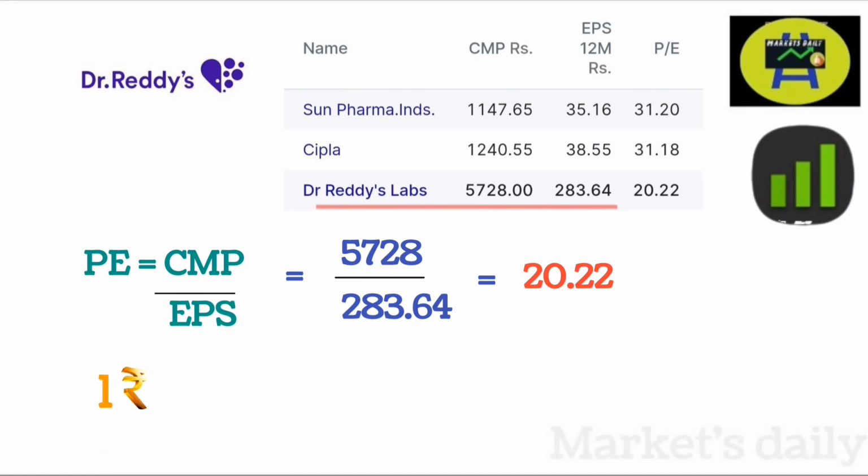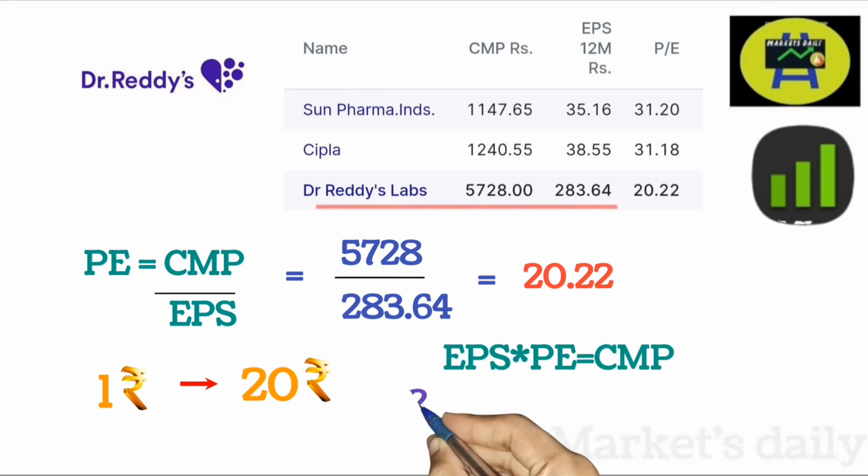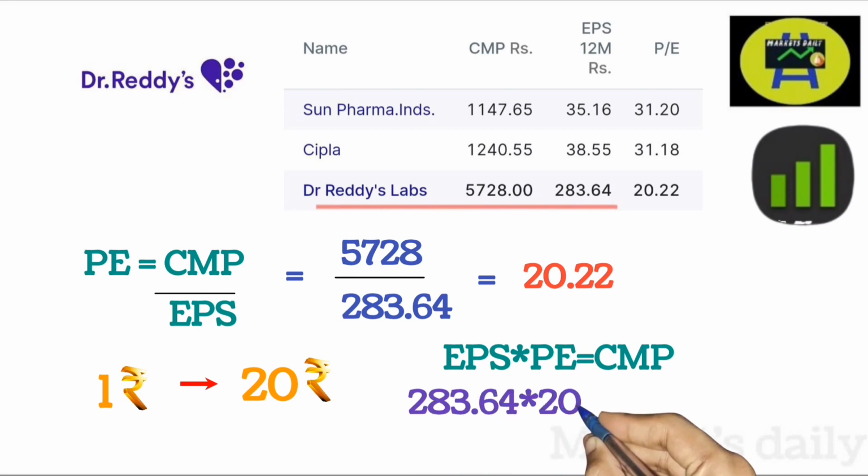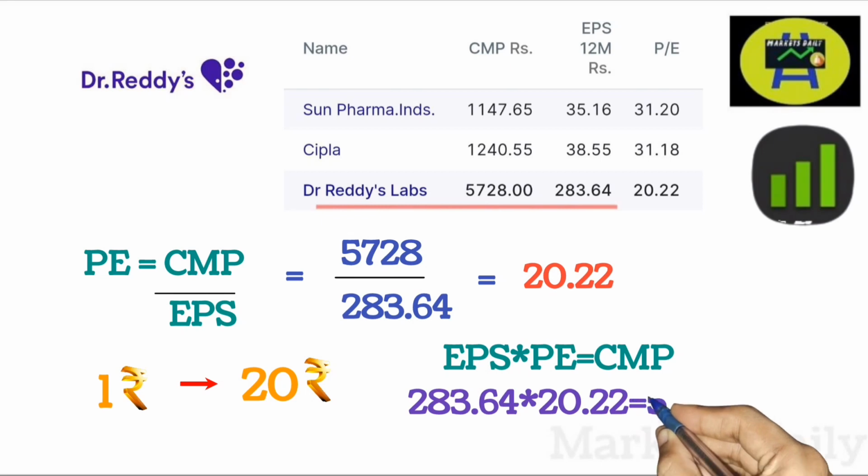It means to earn rupees 1 as profit from Dr. Reddy's laboratory, you have to pay 20 rupees. That is, EPS of Dr. Reddy's laboratory is 283.64 rupees. So you should pay 20 times more money than its EPS to get one share. That is 283.64 into 20.22, which gives the current market price of Dr. Reddy's laboratory, that is 5728 rupees. I hope it was clear. If not, please let me know in the comment section.